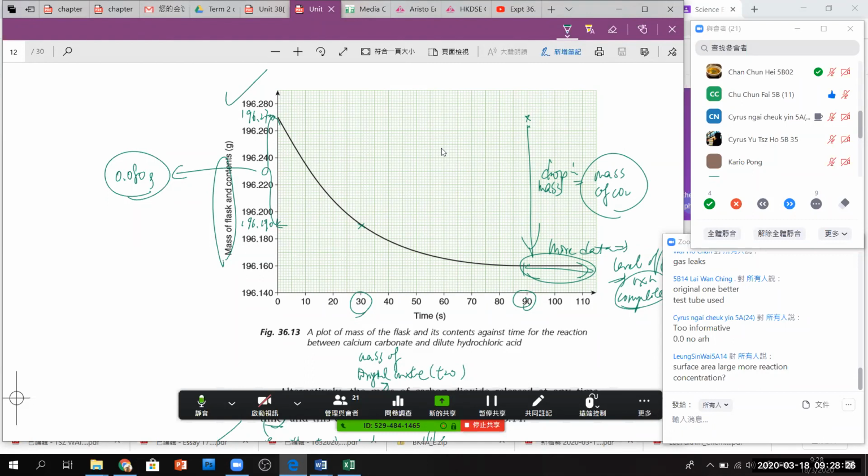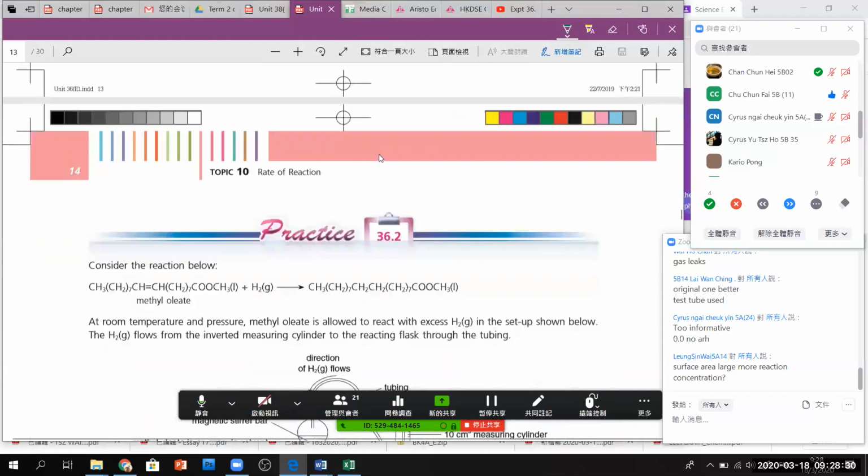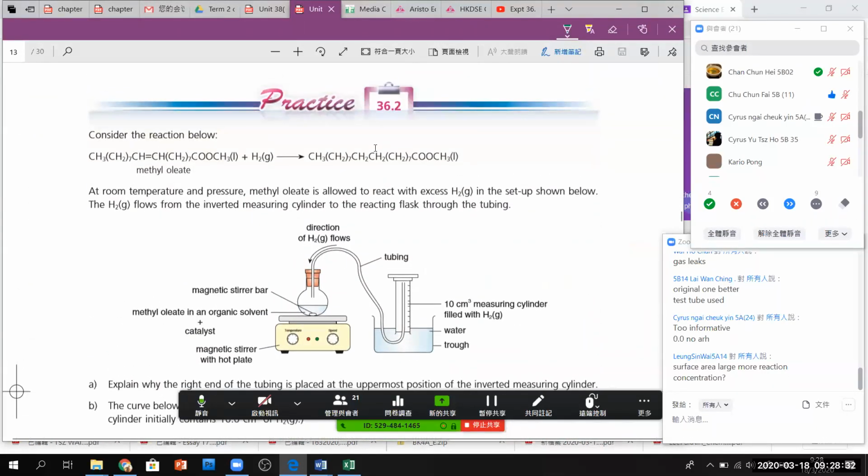Turn over to practice 36.2, and I would like to end the lecture today by trying out this one. Take a look at this. So consider the reaction below. This one, can you see that? Methyl oleate is a methyl ester, a very long chain fatty acid, and together with this.